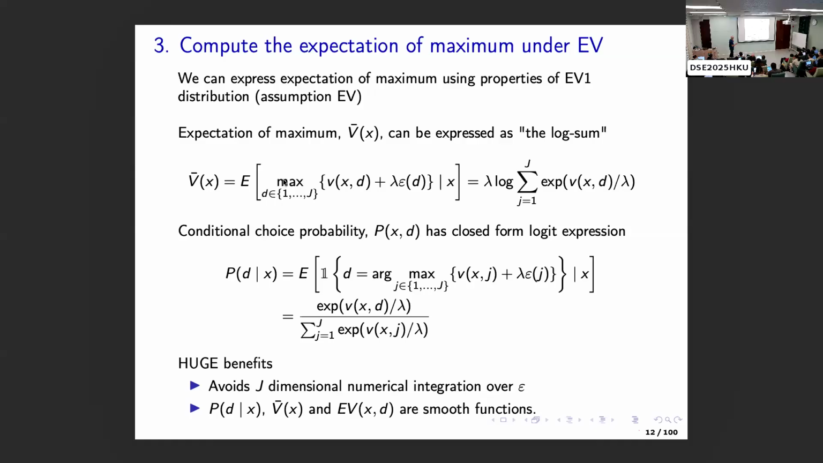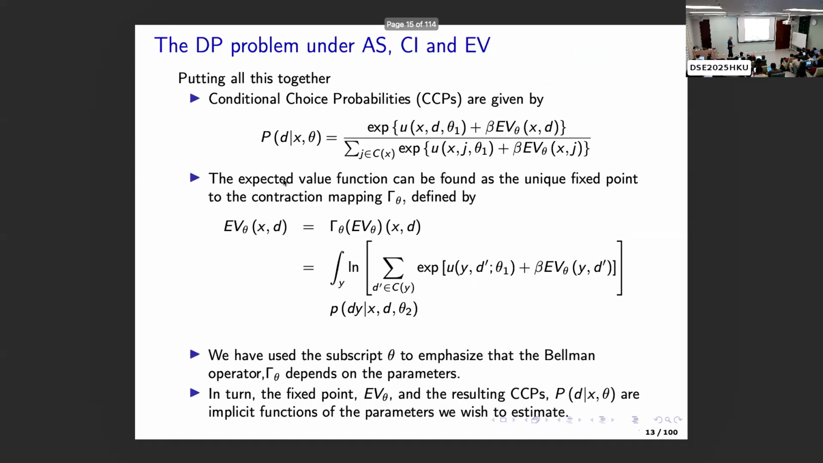Another thing it gives us is that the conditional choice probabilities have closed form logit expressions. So it looks like this, simple formula. Now we're in business, right? Because we can always express this expectation of the max as this log sum, and the choice probabilities in simple logit expressions. Okay, so let's put this together.